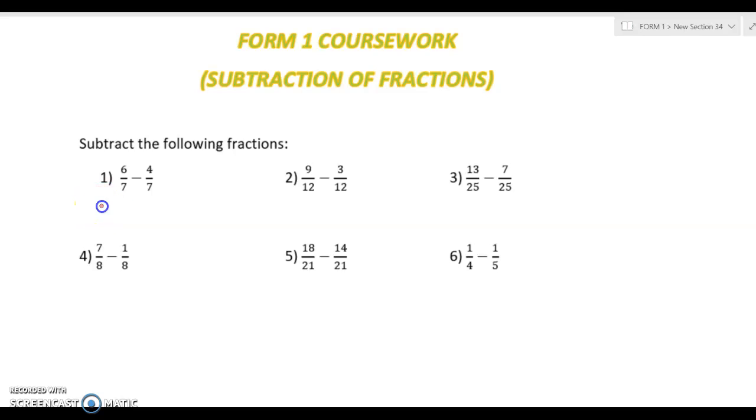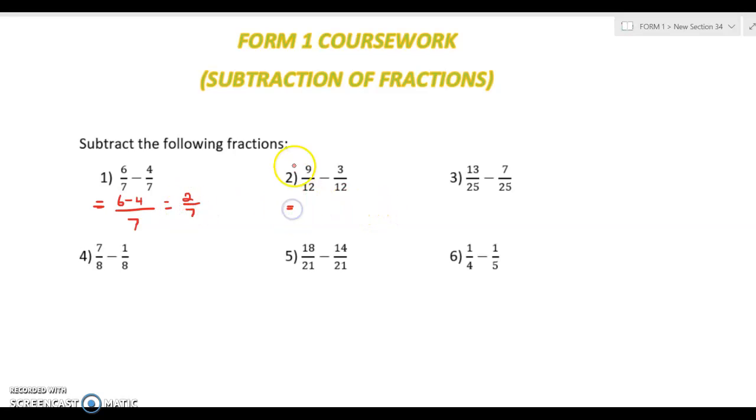So number one, we have 6 over 7 take away 4 over 7. Remember, subtraction, once you have the same denominator, you put back that same common denominator, which is 7 in this case, and we just subtract the numerator. So 6 take away 4, so we're going to get 2 over 7, right?